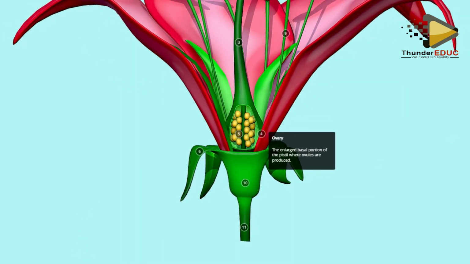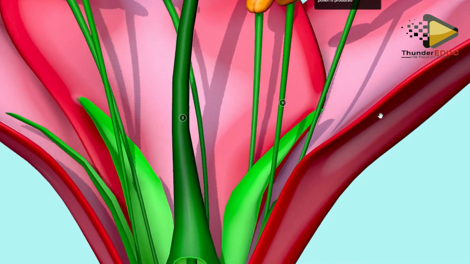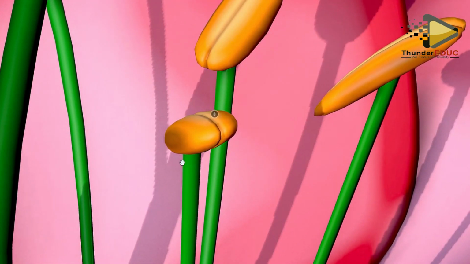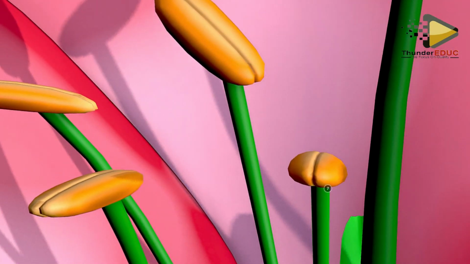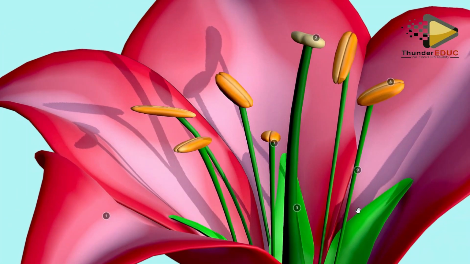So it has what you call the anthers. If you look at it critically, these are the anthers. The anthers are very important in producing the pollen grains, which are responsible for fertilizing the ovules.